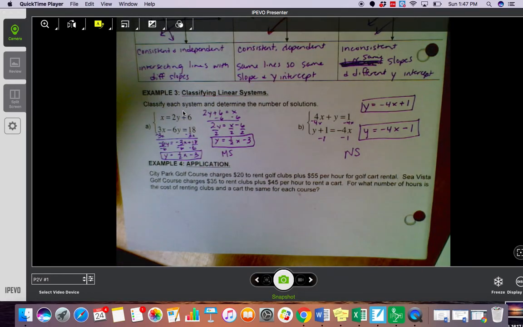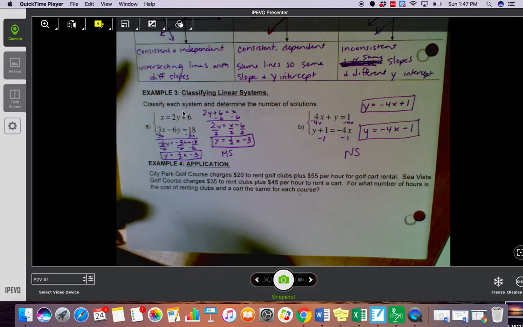Okay, the last part. The golf course. City Park Golf Course charges $20 to rent golf clubs plus $55 per hour for a golf cart rental. Sea Vista Golf Course charges $35 to rent clubs plus $45 per hour to rent a cart. For what number of hours is the cost of renting clubs and a cart the same for each course?